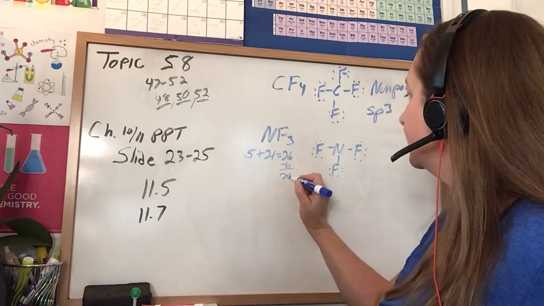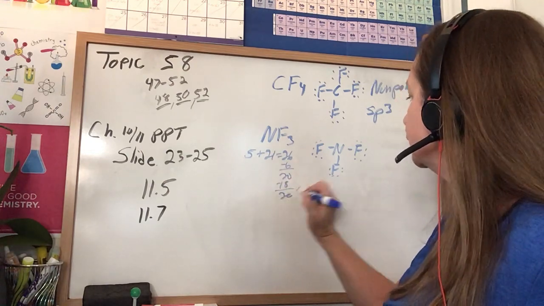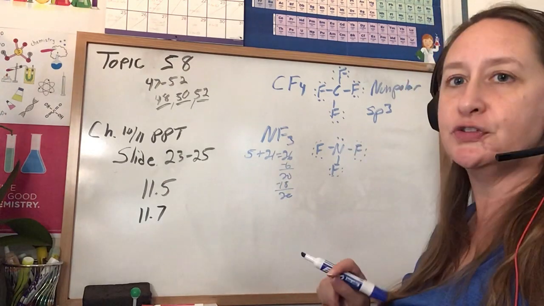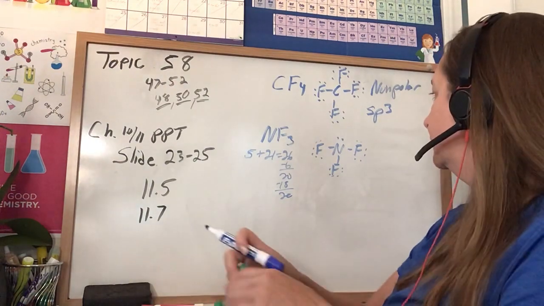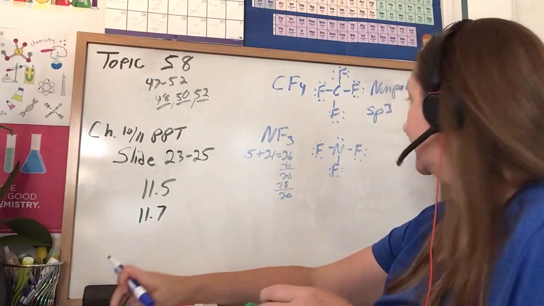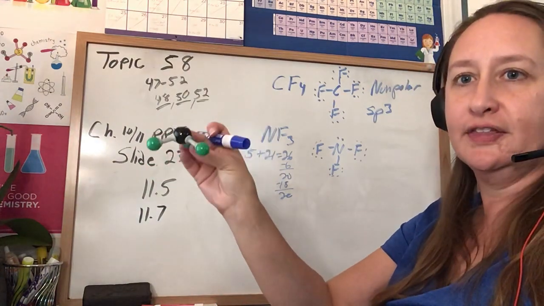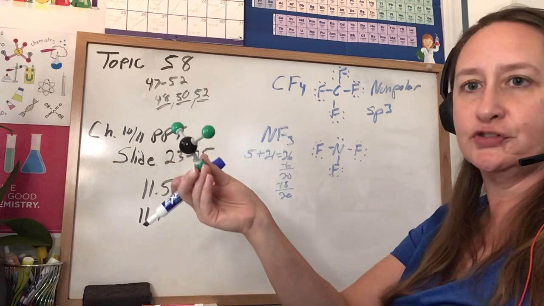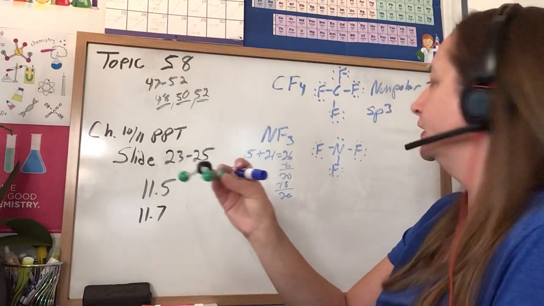And now I've used up 18 of these 20, so I've got 2 electrons left. That goes on the central atom. So this molecule, if we pretend the black is the nitrogen and the greens are the fluorine, would look like this. There's a lone pair, and then there are 3 of these nitrogen-fluorine bonds.